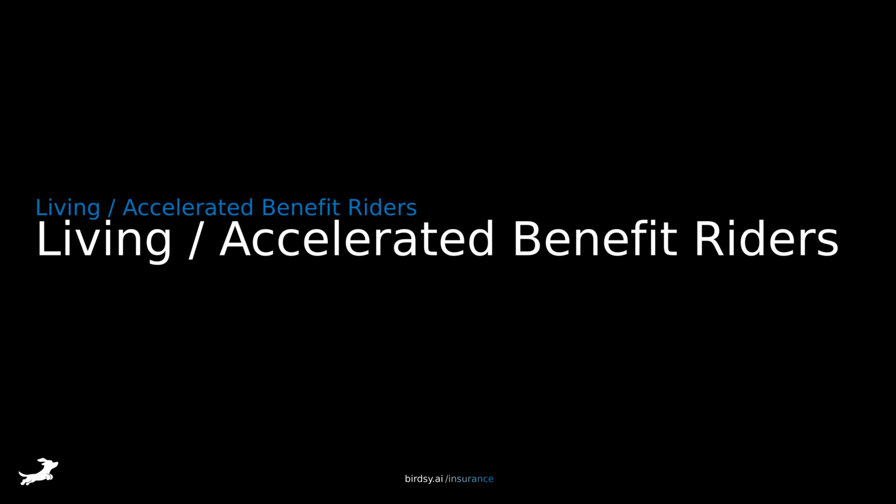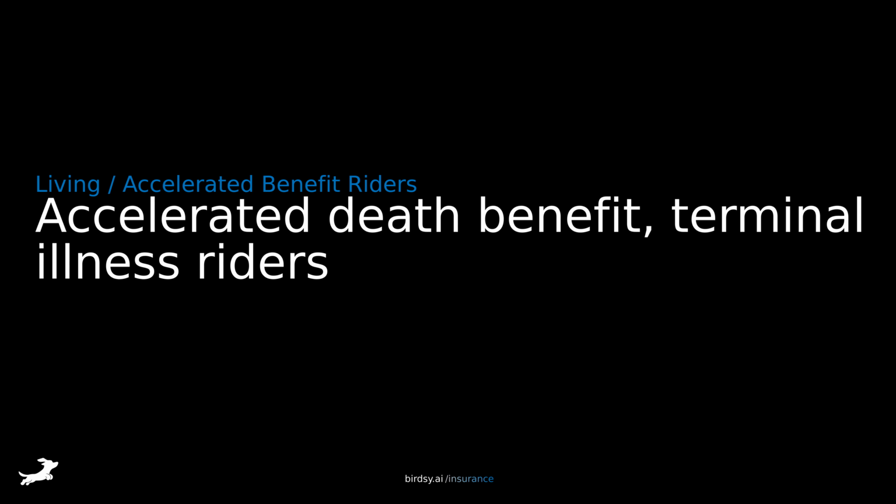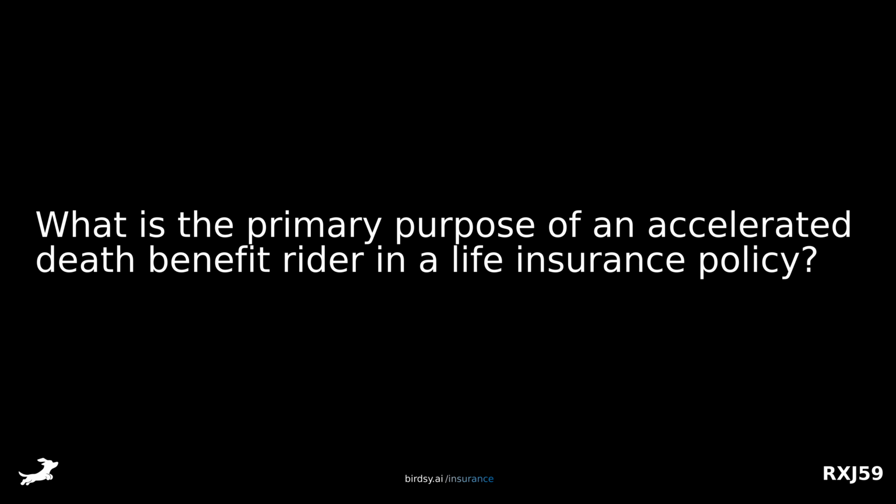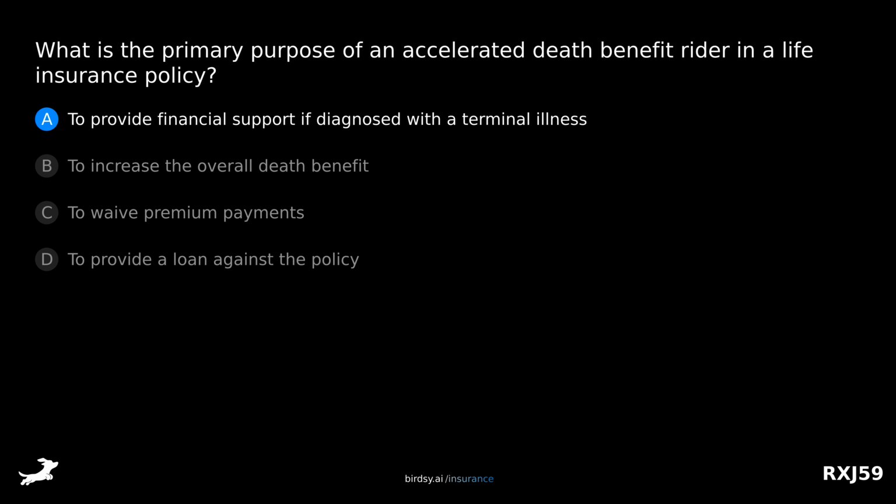Living accelerated benefit riders. Accelerated death benefit, terminal illness riders. What is the primary purpose of an accelerated death benefit rider in a life insurance policy? Is it A, to provide financial support if diagnosed with a terminal illness? B, to increase the overall death benefit? C, to waive premium payments? Or D, to provide a loan against the policy?